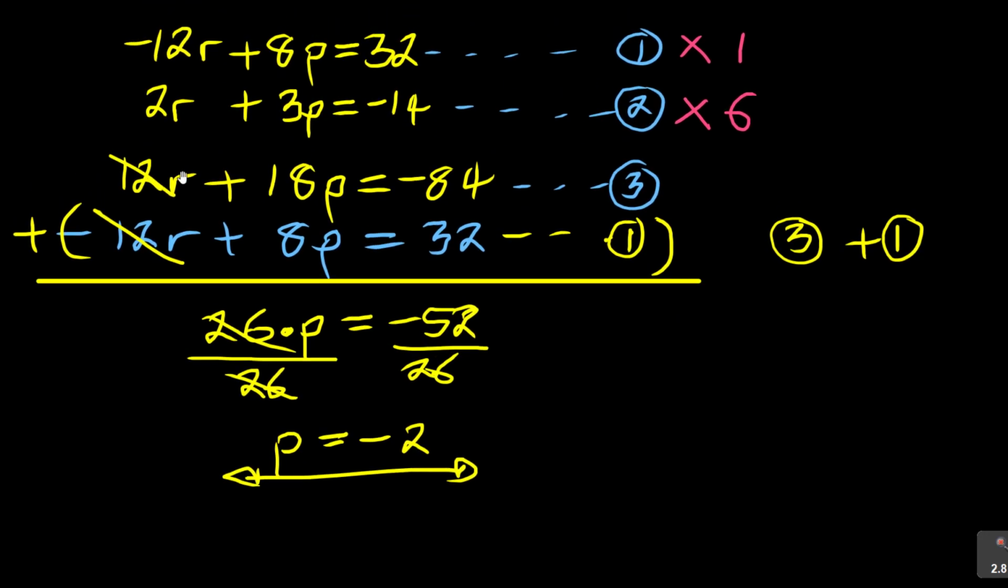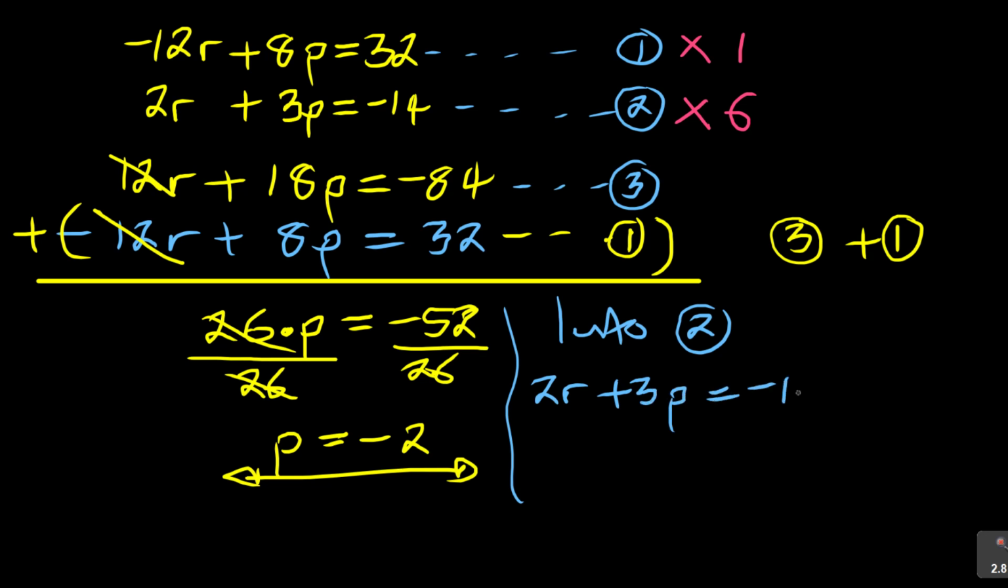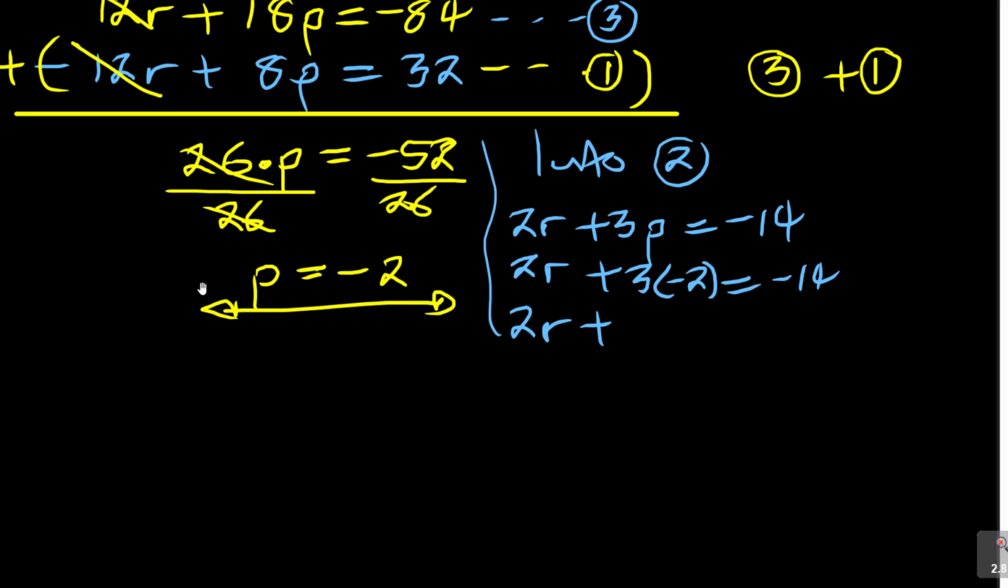You just choose any. For example, I can choose equation 2. Equation 2, what is it saying? 2r plus 3p is equal to minus 14. Right. So it's 2r here plus 3p, which is 3 times minus 2. Remember, we have our p. Is equal to minus 14.